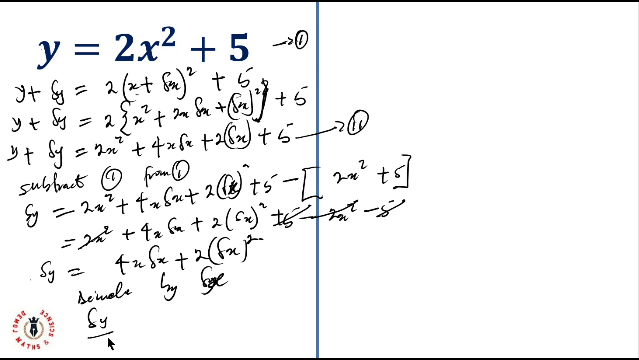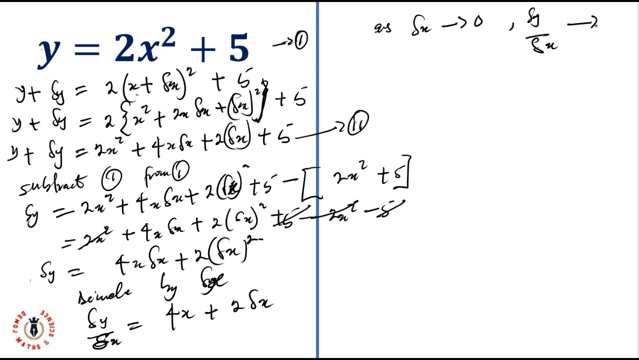So delta y over delta x will be the same thing as 4x, I've divided that by delta x, plus 2 delta x. Now, as delta x tends to 0, you agree with me that delta y over delta x begins to tend to dy/dx. So dy/dx finally will be the same thing as 4x. Here I have 4x. Because I have delta x here, it becomes 0. So the whole of the 2 also becomes what? 0.